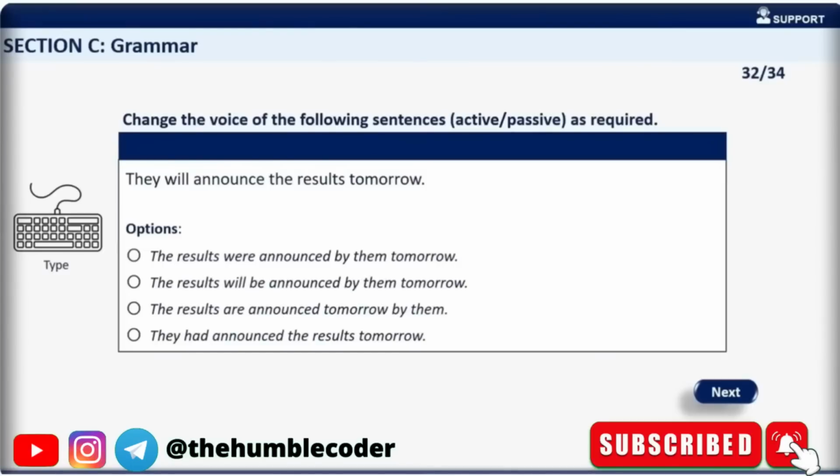Let's move on to the next question now. They will announce the result tomorrow. The options that we have are: the results were announced by them tomorrow; the results will be announced by them tomorrow; the results are announced by them tomorrow; or they had announced the results tomorrow. See, we are talking about the future tense. So the correct answer to this question is going to be: the results will be announced by them tomorrow.